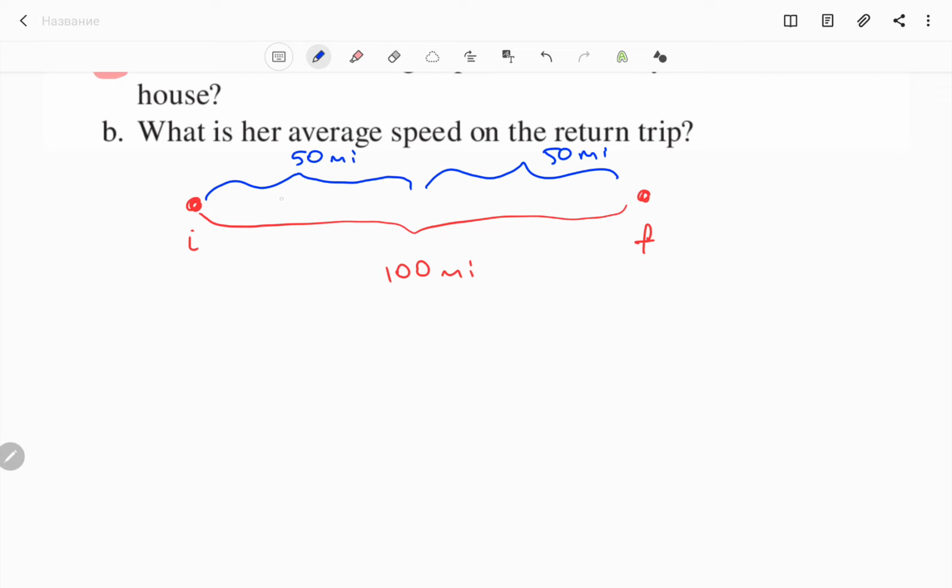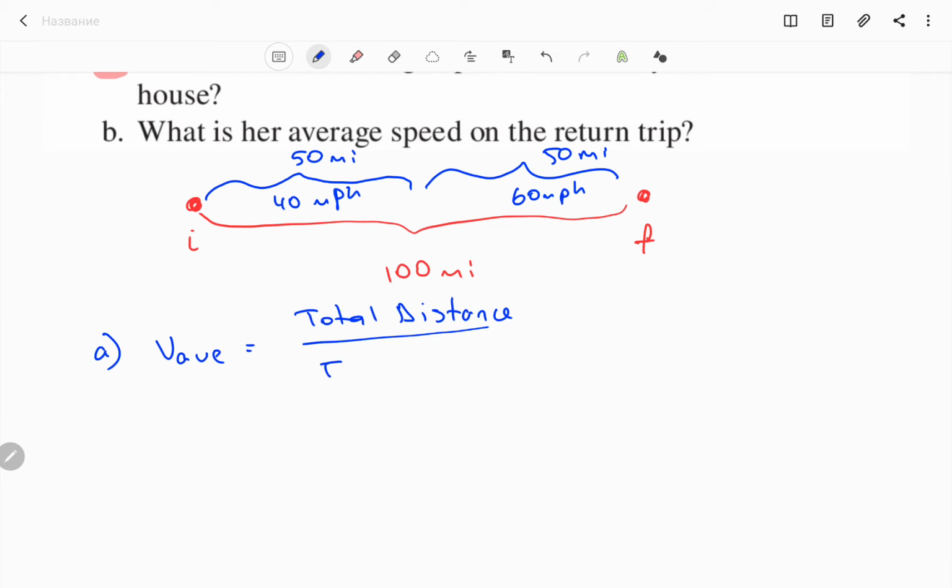Speed here is 40 miles per hour. In the second half, 60 miles per hour. So the question is, we need to find the average speed. What is average speed? We need to find the total distance and divide it by the total time. Total distance is simple, it's 100 miles, it's given. What about total time? Total time is a combination of T1 and T2.